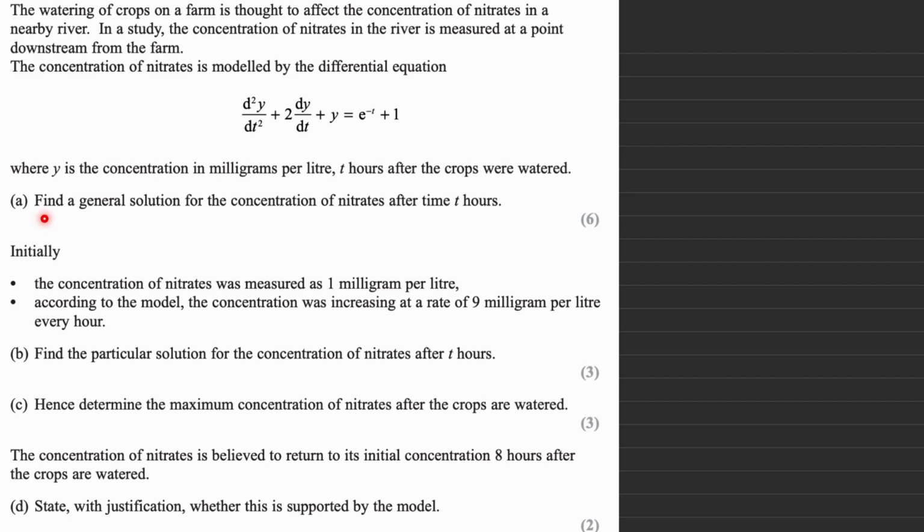We need to begin by finding a general solution for the concentration of nitrates after time T hours. So we'll need to use the auxiliary equation to find a complementary function, and then we'll need to find a suitable particular integral to deal with this term.